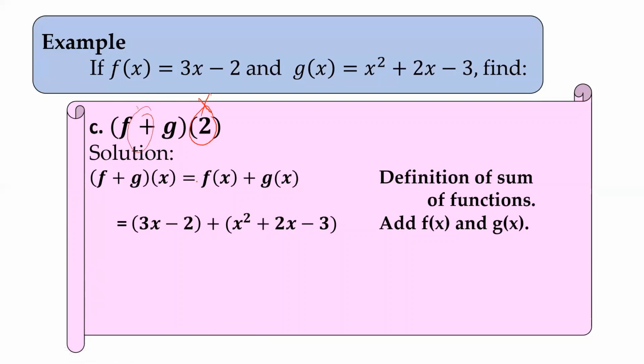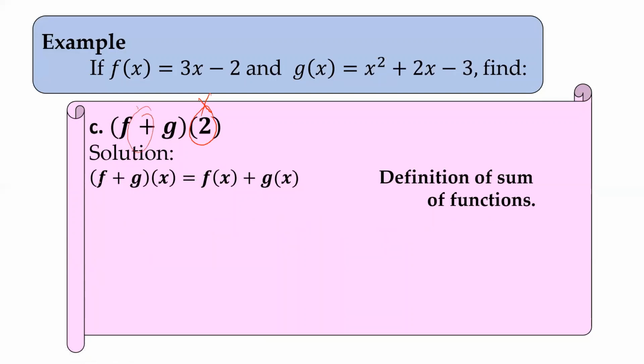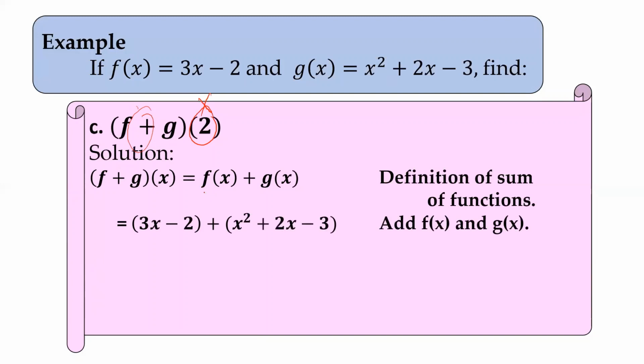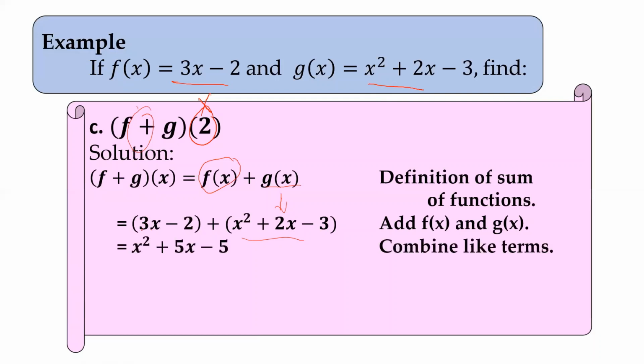Addition siya. Alright, therefore, ang mangyayari is f plus g of x is equal to f of x plus g of x. Definition of sum or the result of addition pa din. Same manner, you have to substitute f of x with 3x minus 2 kasi yun yung given dito. And then for the g of x also with x squared plus 2x minus 3. Galing din siya dito. Now, next thing to do is you have to combine like terms.